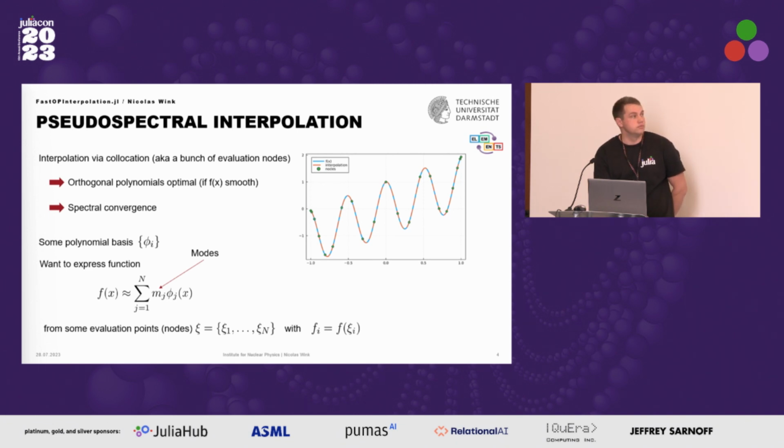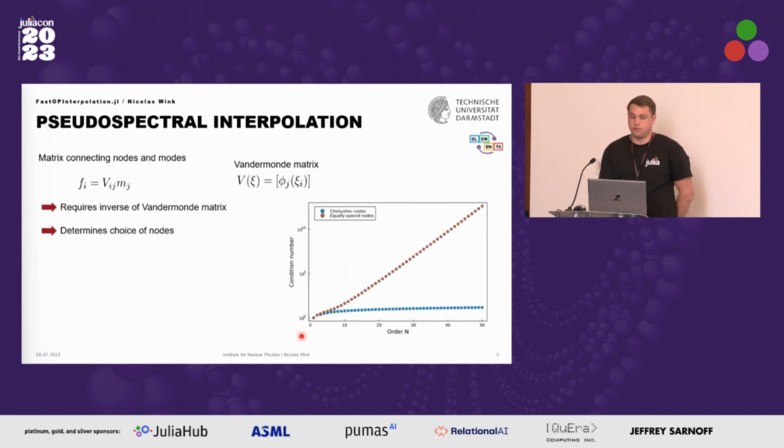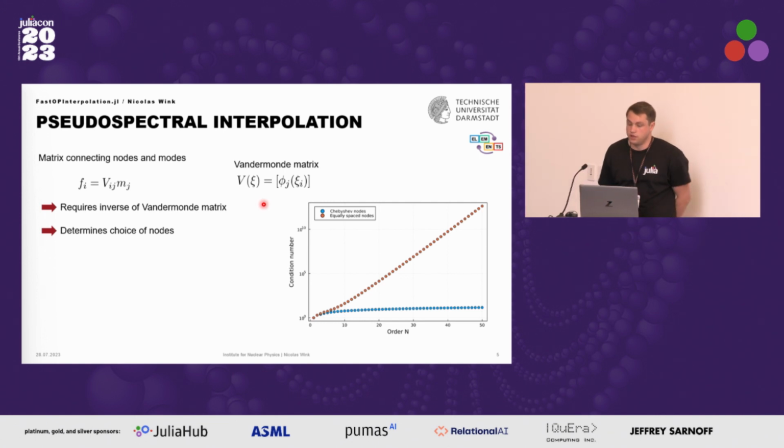And given that you have some nodes xi where you evaluate everything, you can simply rewrite this as a matrix problem: your function equals some matrix times your modes. So in order to access these modes, the only task essentially is to invert this matrix. This is a rather well-known problem. These matrices are called Vandermonde matrices and are simply the polynomials evaluated on the nodes where you know your function.